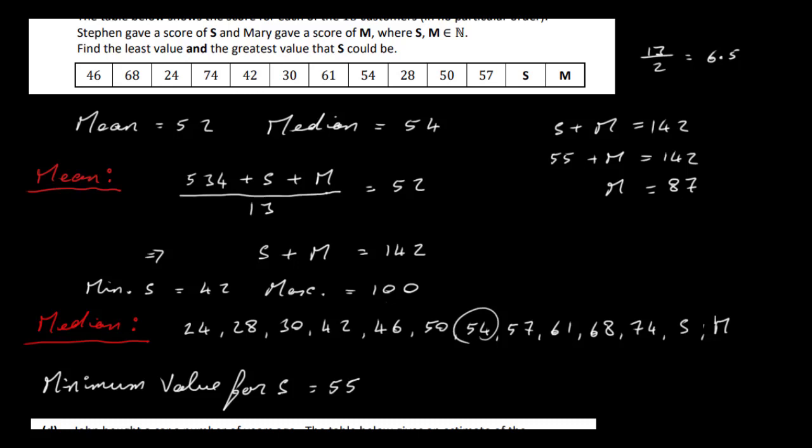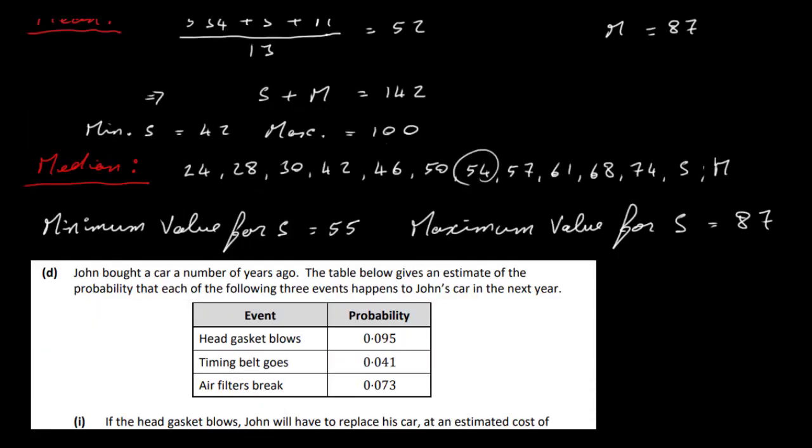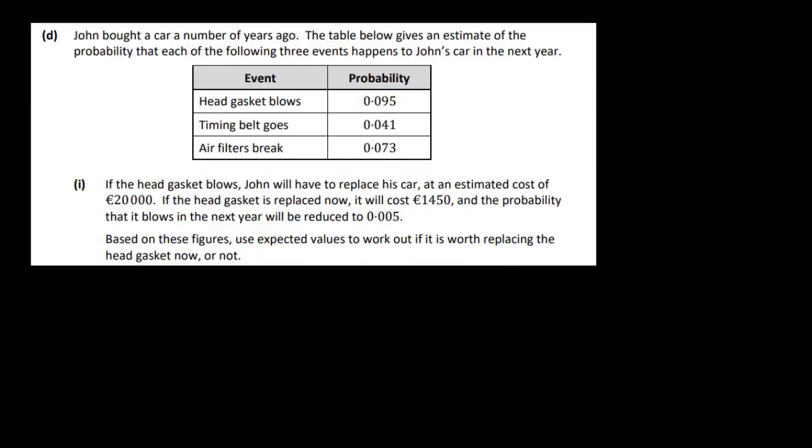Because if S was any bigger than 87, then M would have to be lower to get the same mean, and M could not possibly be lower than 54 because that would give us a different median. So in other words, the maximum value for S is going to be 87. Okay, and that's it for that part of the question. Let's have a look at the next part.